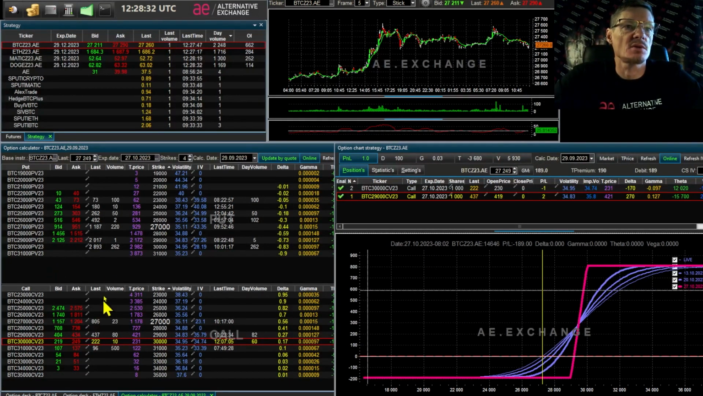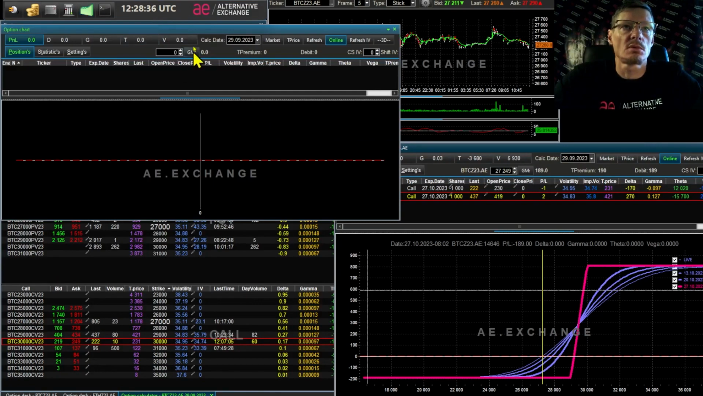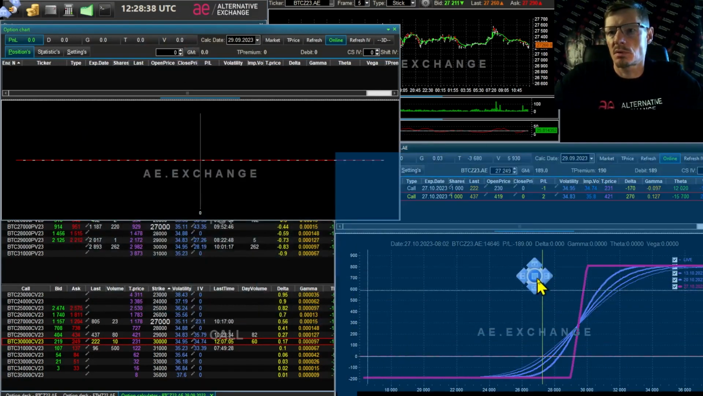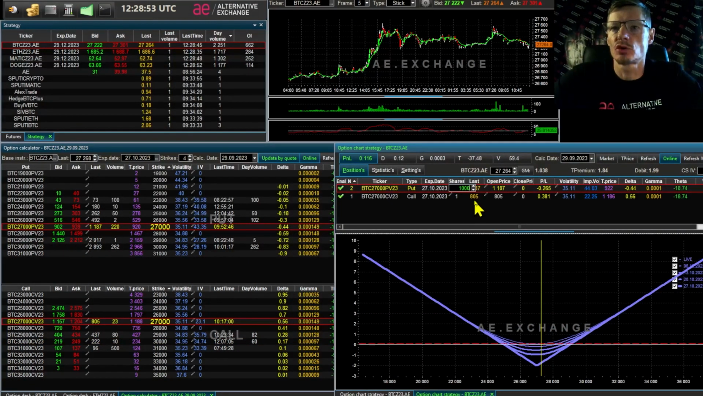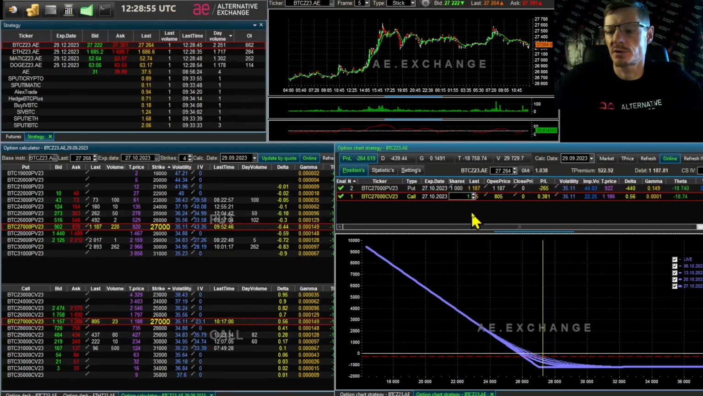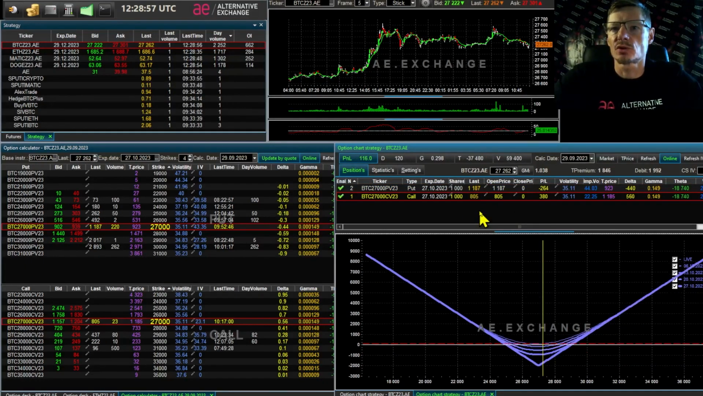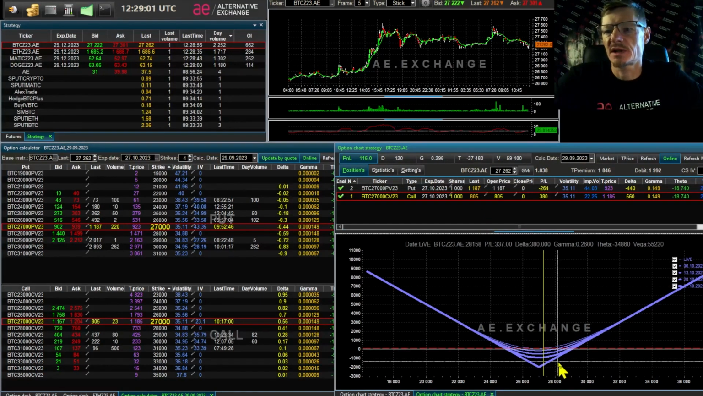Okay, let's create one. I'll open another option chart window and create, for example, a bought straddle. For ease of calculation, I'll work with 1 Bitcoin. I buy put options and call options. The profit is kind of unlimited. How much can it bring?